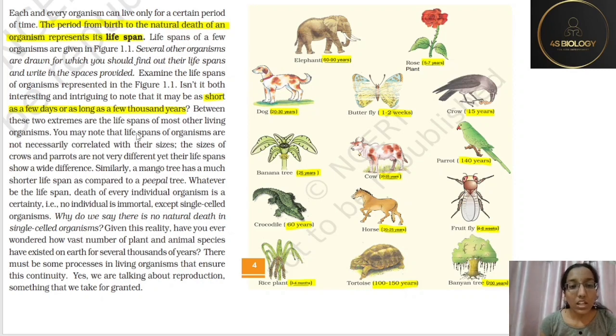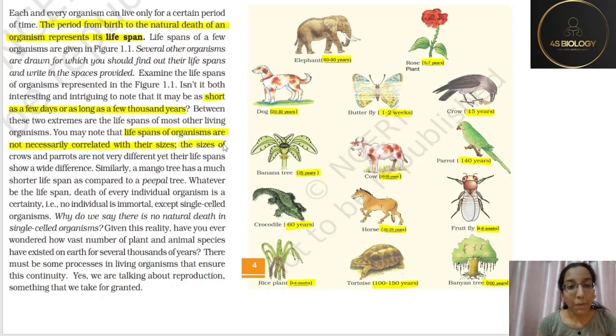Okay, you may note that the lifespan of organisms is not, this is important, lifespan of organisms is not necessarily correlated with their sizes. Meaning, a small size does not mean a small lifespan, and a big size does not mean a big lifespan. It is not like that. It doesn't correlate with the size.